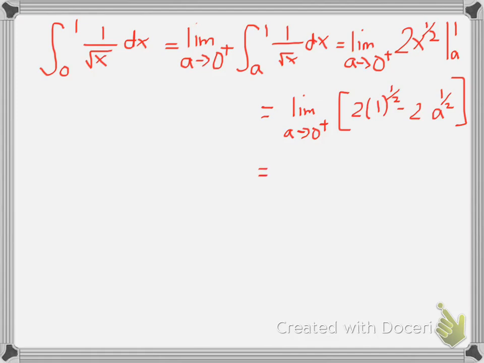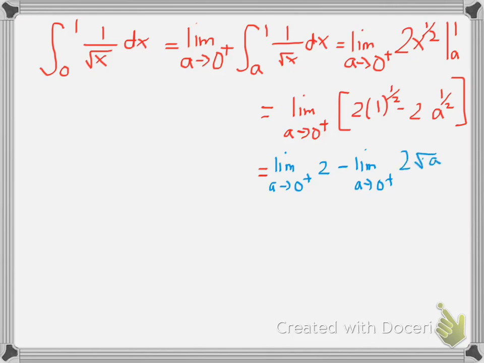And that equals, and so now we can break this up as the limit as a approaches 0 from the right of 1 to the 1/2, which is just going to give us 1. So that's just going to be 2 minus the limit as a goes to 0 from the right of 2 to the root a.